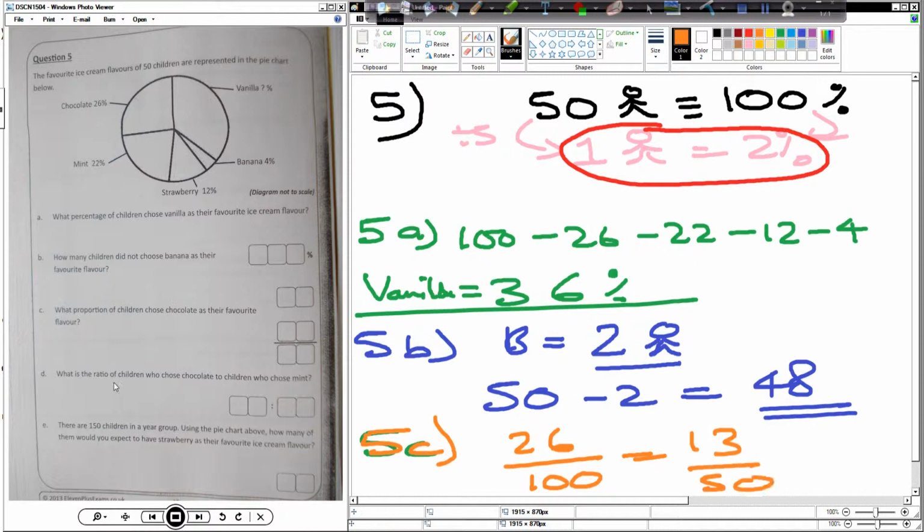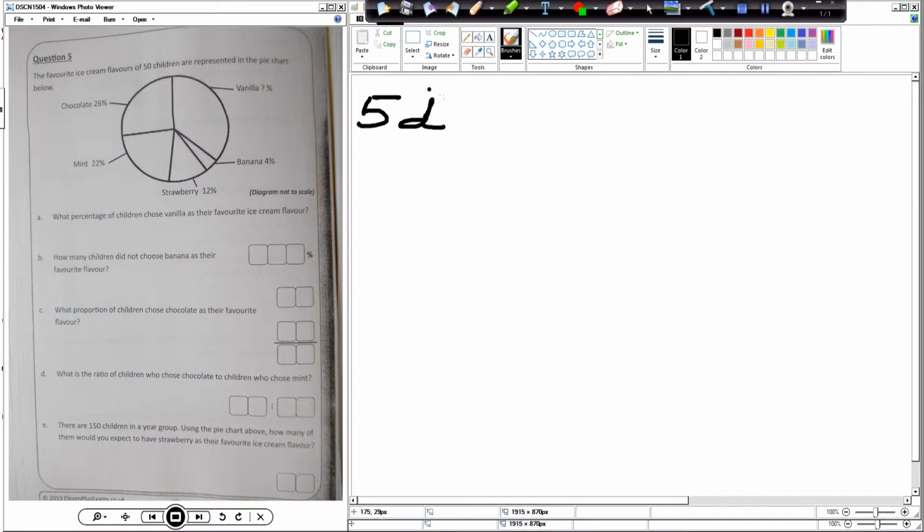So for question part C, what proportion? Proportion is like a fraction, is a decimal. So we start with the original percentage value, change it into a fraction, and cancel it down. And that gives us 5C. Okay, question 5D.